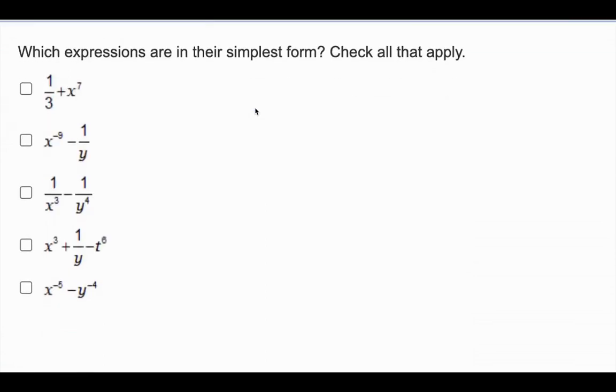Okay, so which expressions are in their simplest form? Simplest form means no negative exponents, and everything is simplified as far as it can go. So, like, you can't add or multiply or anything together. So we take a look. 1/3 plus x to the 7th. Now, on that one, we can't add those together because they're not like terms. The exponents are positive, so that is in its simplest form.